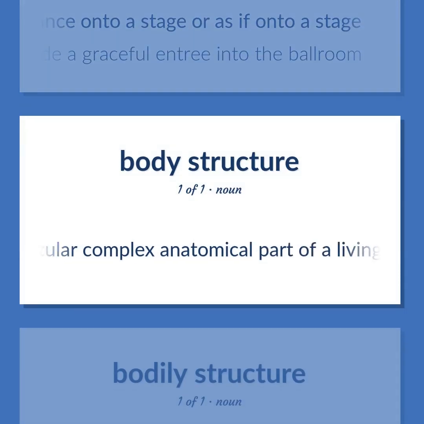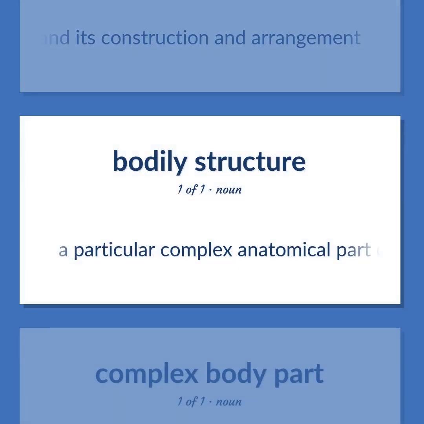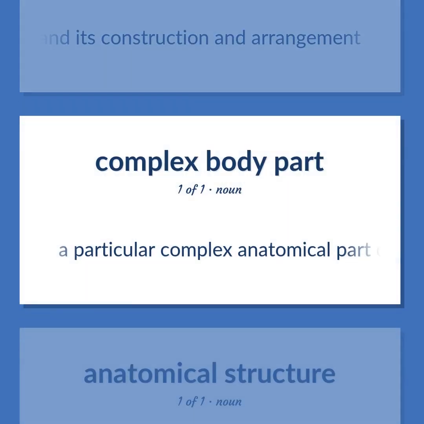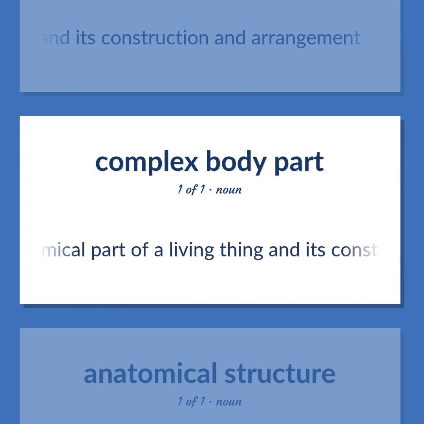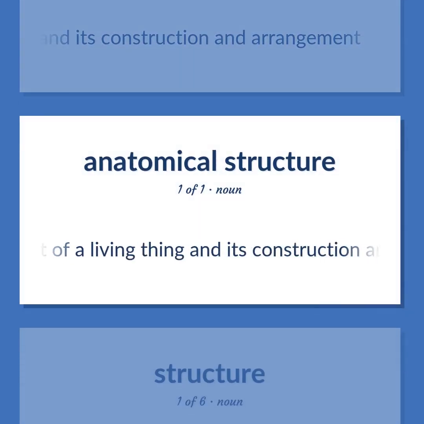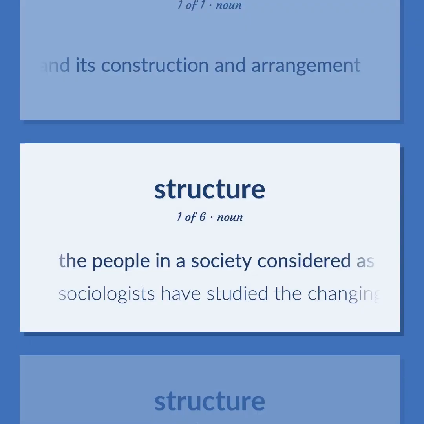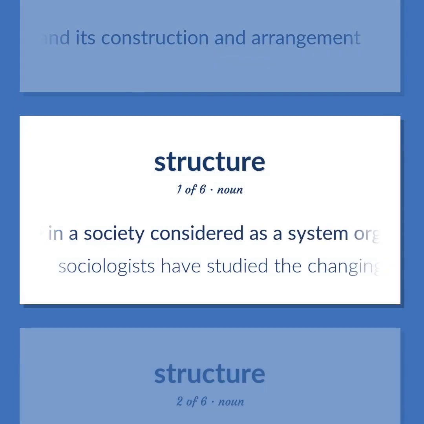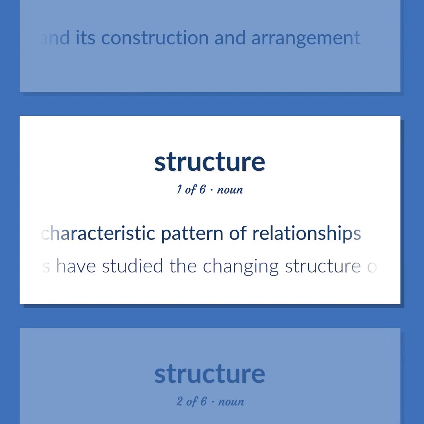A particular complex anatomical part of a living thing and its construction and arrangement. The people in a society considered as a system organized by a characteristic pattern of relationships. Sociologists have studied the changing structure of the family.